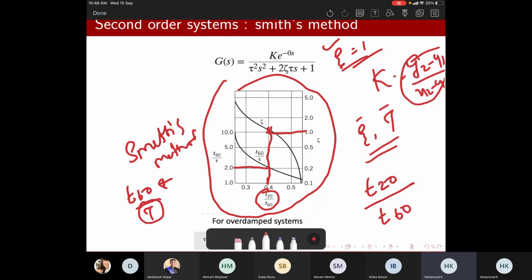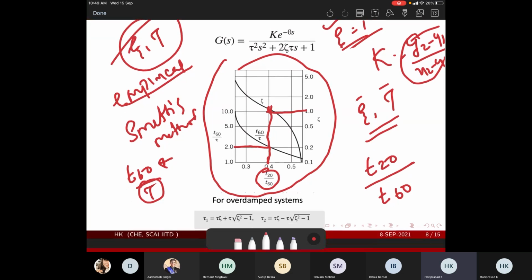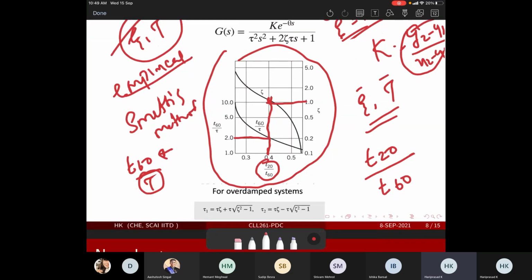So this chart is very helpful. This is a standard chart. It could be used for fairly all possible systems for computing theta and tau for a second order system. Of course, it is slightly empirical in nature, which means you are not using any other method here. It's mostly based on the chart. So there should be some errors, but by and large, for most processes you should be able to figure out the theta and tau from this.